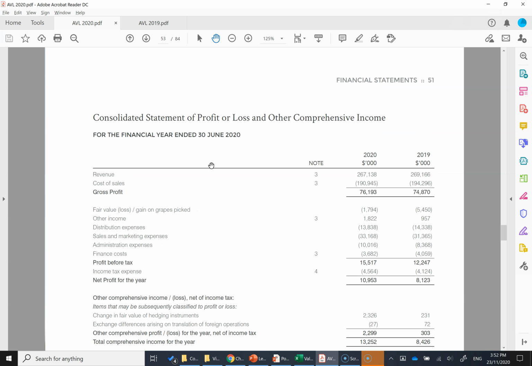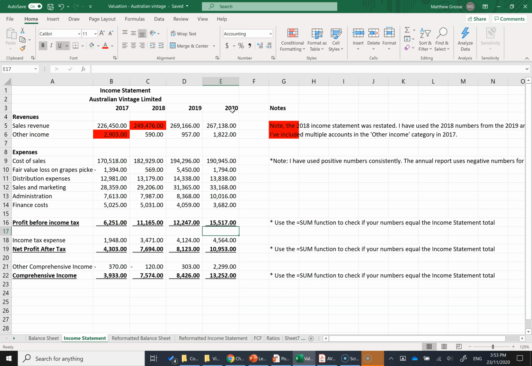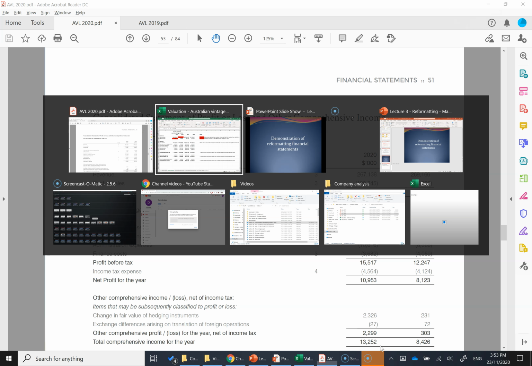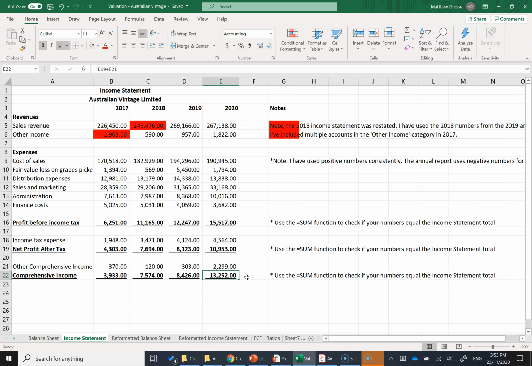So as you can see on the Australian Vintage statement of profit and loss here, in 2020, they've recorded a net profit for the year of $10,953. And for 2020, I've got a net profit of $10,953. They also then record a little bit of comprehensive income to receive in total a comprehensive income for the year of $13,252, which we've got in the spreadsheet.